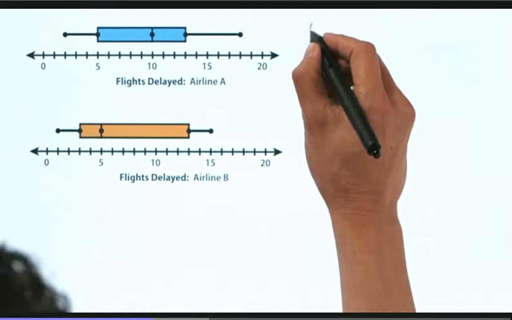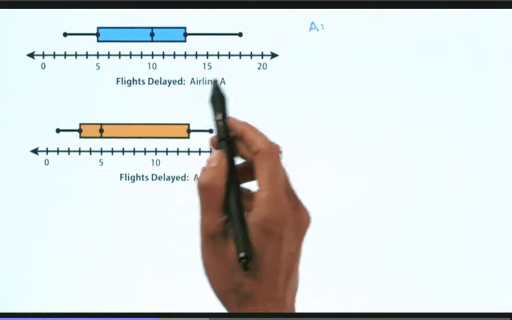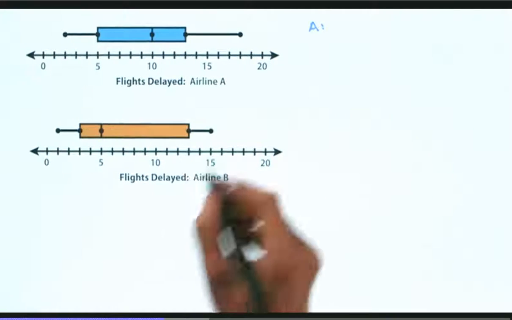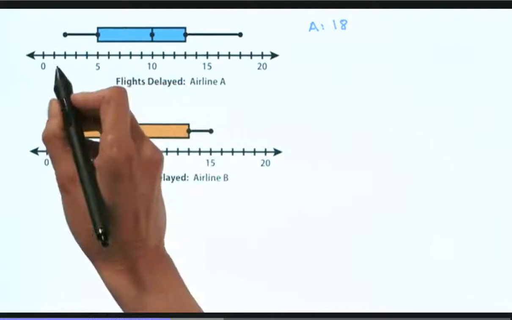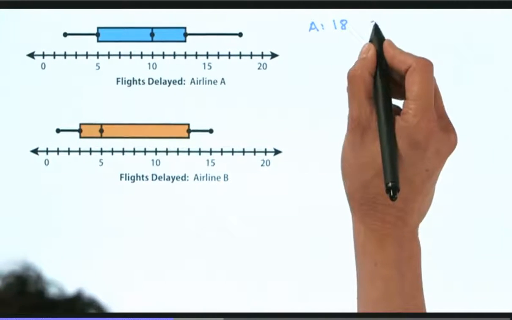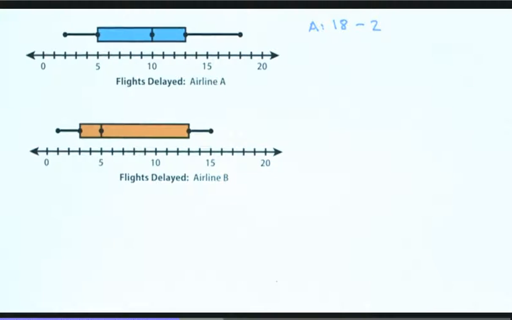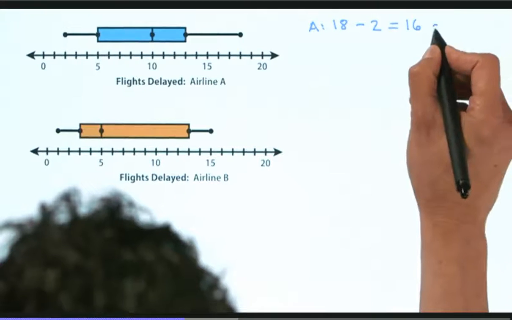For airline A, the largest value would be what? Well, here's 15, 16, 17, 18. So we see the largest value is 18. And what's the smallest value? 1, 2. Smallest value is 2. So the spread is the difference between those two: 18 minus 2, which equals 16. So that's the spread of the data.